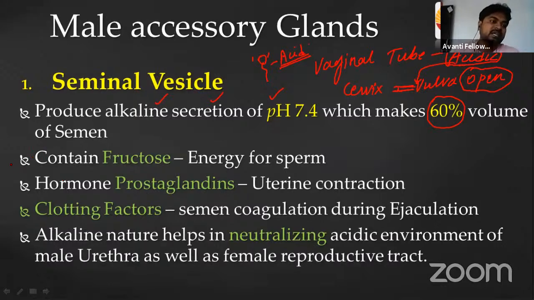Next, it contains fructose. Then why does it contain fructose? Because it gives energy to the sperm. ठीक है, fructose क्या करेगा? Fructose breaks down and gives energy to the sperm. Next thing, it contains one hormone known as prostaglandins.